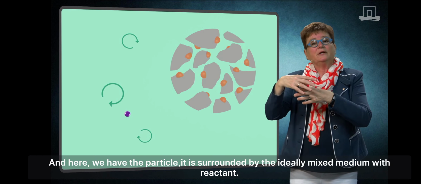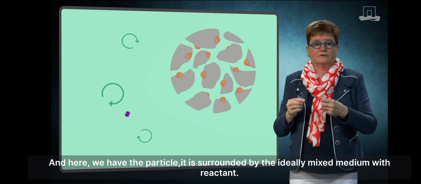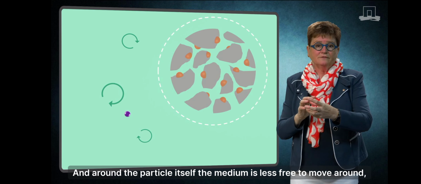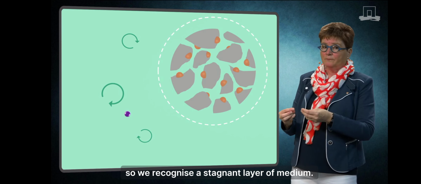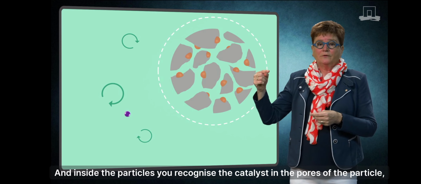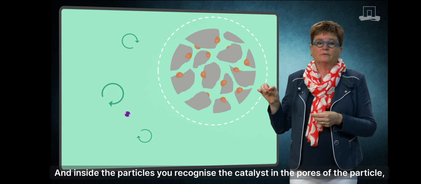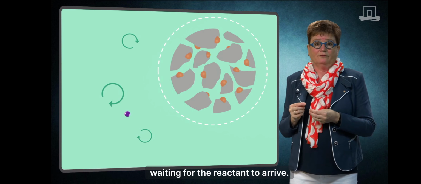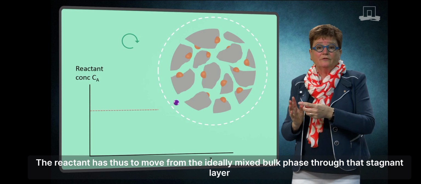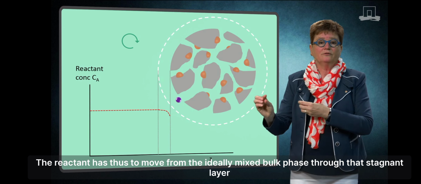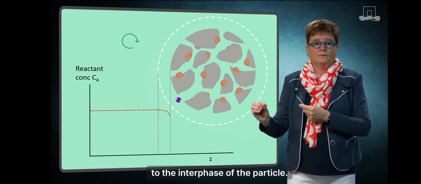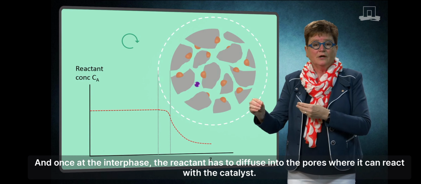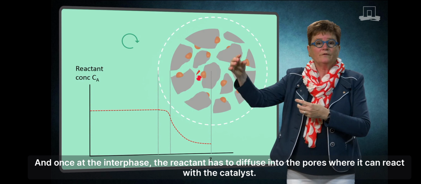It is surrounded by the ideally mixed medium with reactant. And around the particle itself, the medium is less free to move around, so we recognize a stagnant layer of medium. And inside the particles, you recognize the catalyst in the pores of the particle, waiting for the reactant to arrive. The reactant has thus to move from the highly mixed bulk phase through that stagnant layer to the interface of the particle. And once at the interface, the reactant has to diffuse into the pores where it can react with the catalyst.